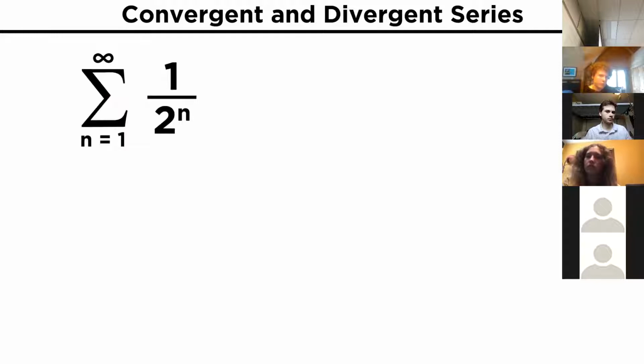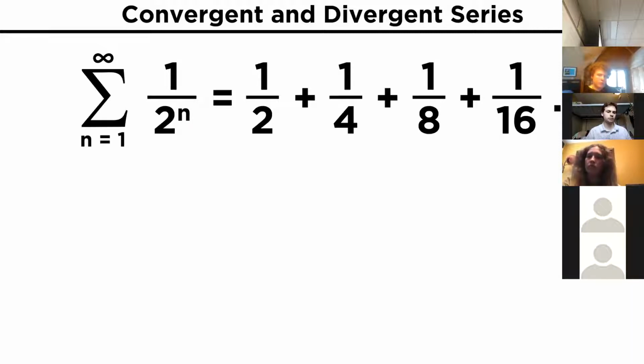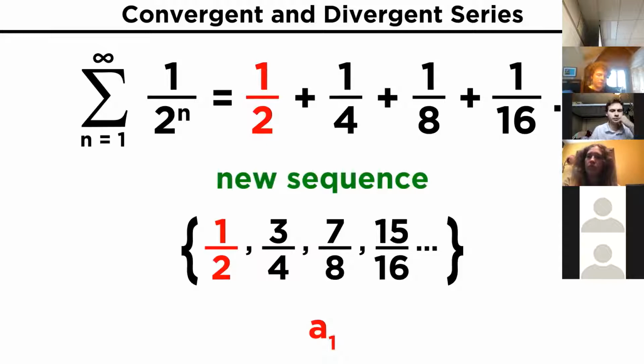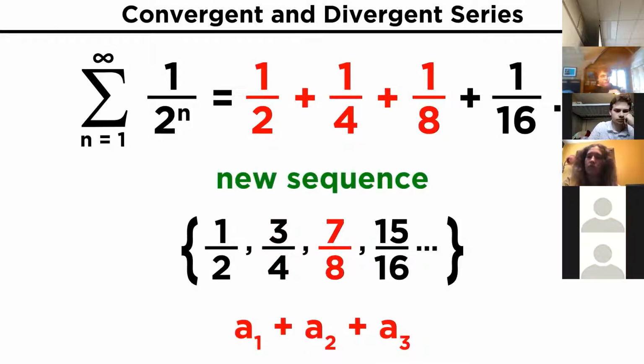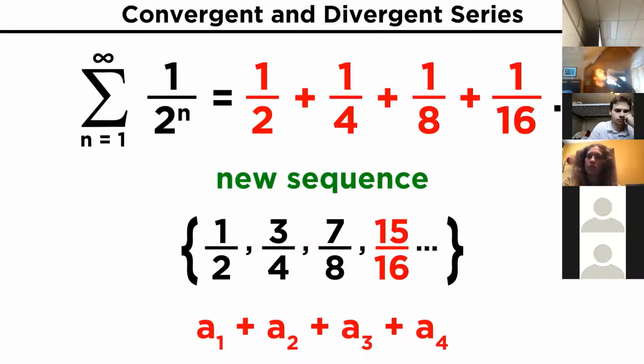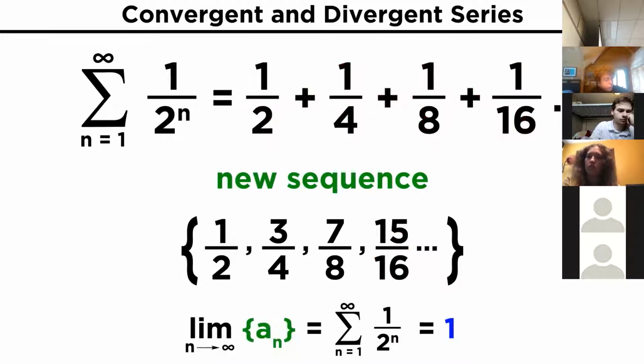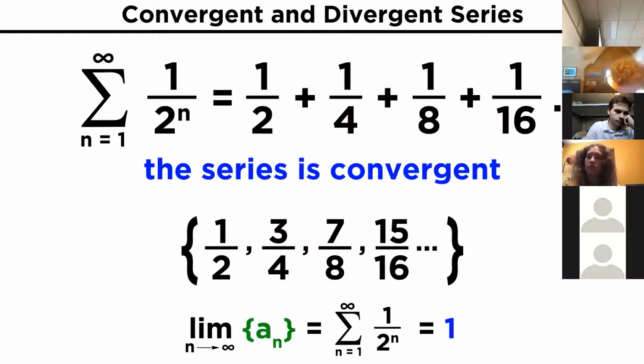Take, for example, 1 over 2 to the n. Listing the first few terms, we get 1/2, 1/4, 1/8, and so on, approaching 0. Let's use the same technique as before, creating a new sequence and listing the first term of the series. Then the sum of the first two, which is 3/4. Then the sum of the first three, which is 7/8. And if we continue on in this manner, we see that this sequence approaches 1. Therefore, the sum of this series is equal to 1, and we can say that it is convergent.